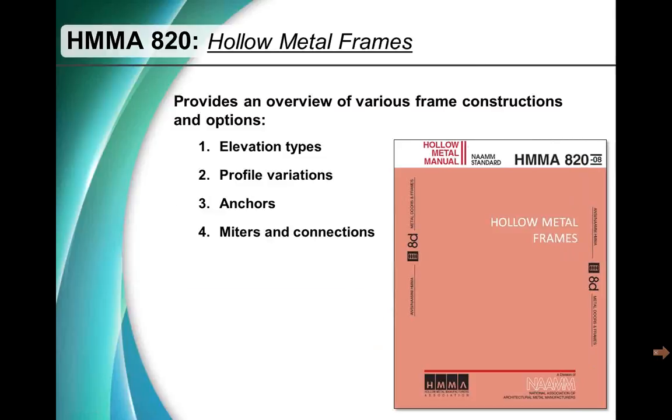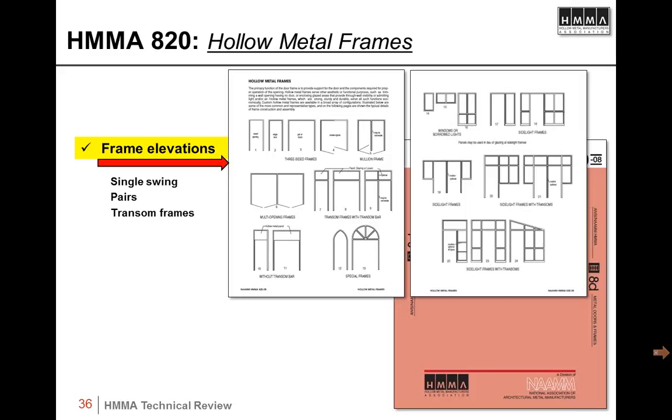820 is a similar document, but it deals only with frame construction and goes into the different elevations and mitering capabilities. Looking at the details in this, it goes into some detail, again at a high level, on single swing, pairs, elevations with arch top or regular transom panels, along with sloped openings and square cutoff tops with either borrowed lights or frames.